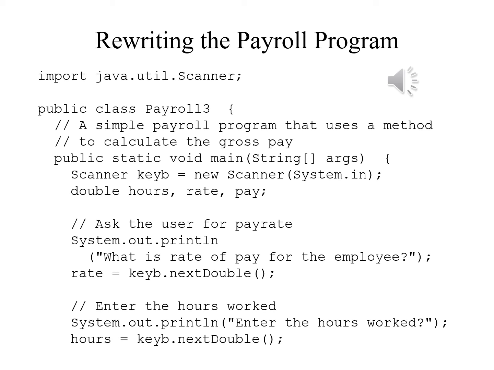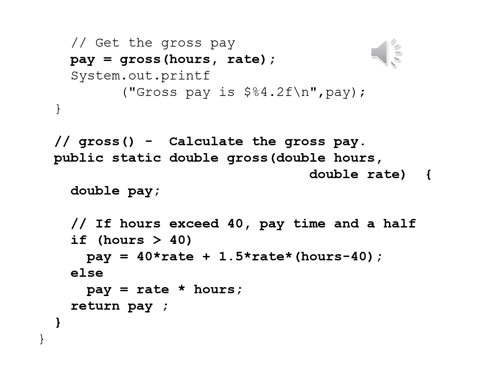We are now going to rewrite the payroll program. Everything you see so far in the main method will remain exactly as it was before. We will declare our variables, ask for the pay rate, and ask for the hours worked. Here you see that I changed how I calculate the gross pay. I have a function call, pay equals gross hours, comma, rate. Below I have the method gross.